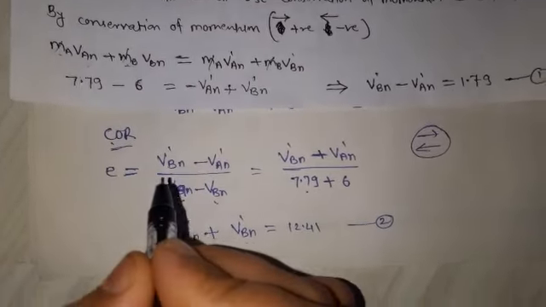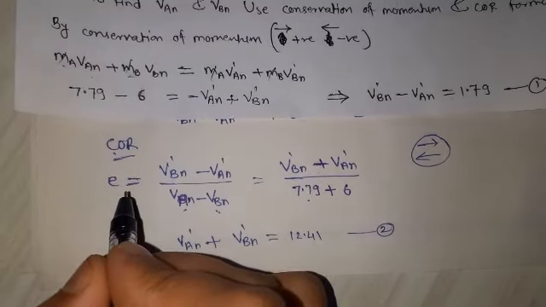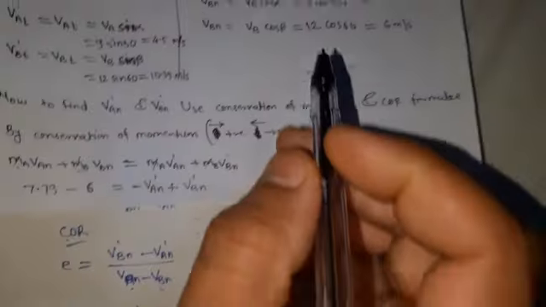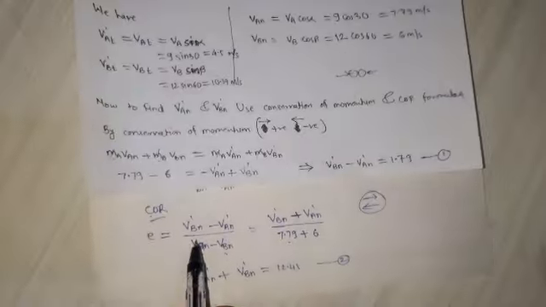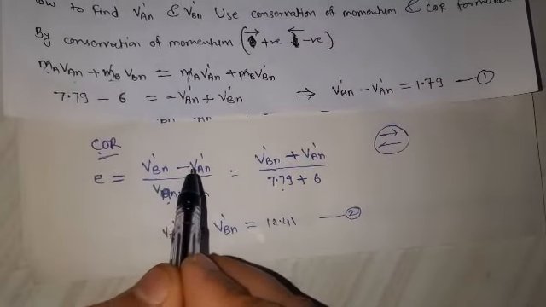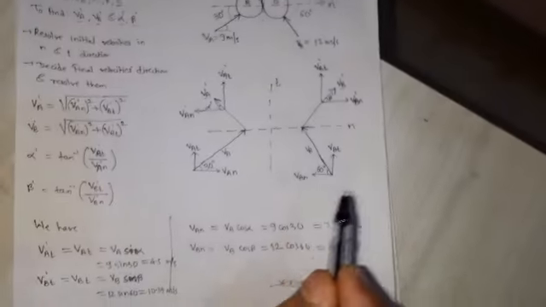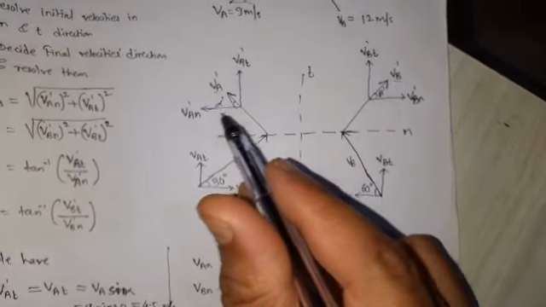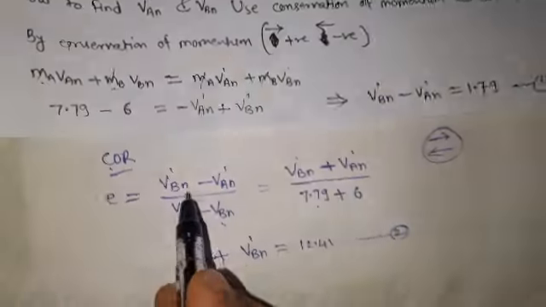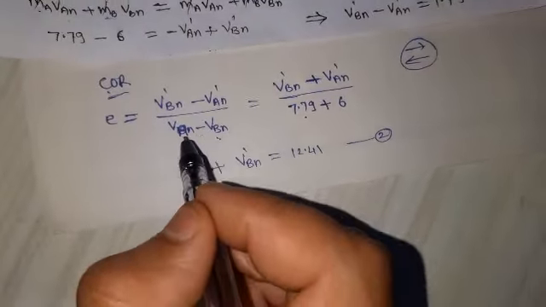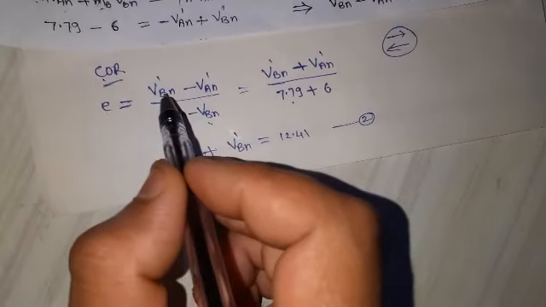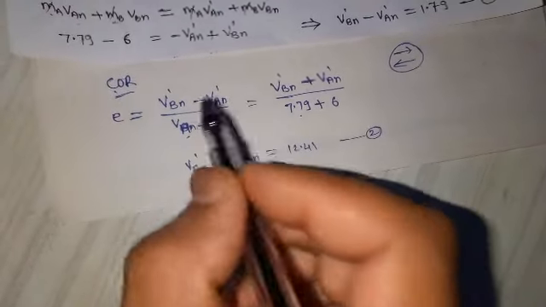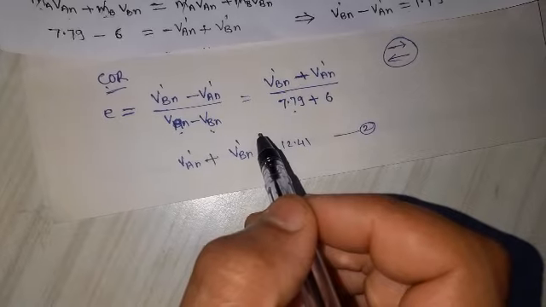Now let's apply the coefficient of restitution formula. E for n direction only is equal to vbn dash minus van dash, that is the velocity of ball B after impact in n direction minus the velocity of ball A after impact in n direction, that is, the final relative velocity in n direction upon the initial relative velocity in n direction. So we get vbn dash minus van dash upon van minus vbn. This is the basic equation of coefficient of restitution we have.